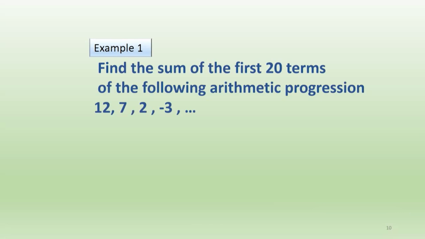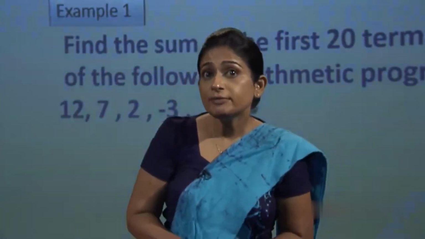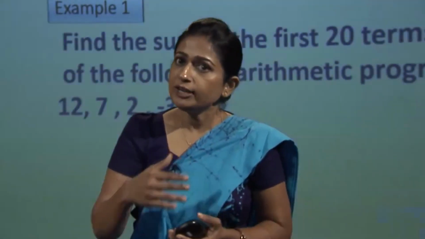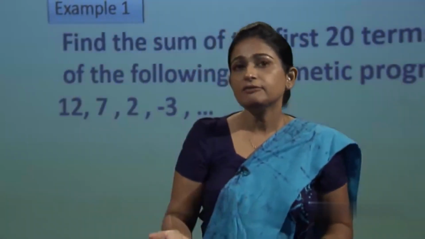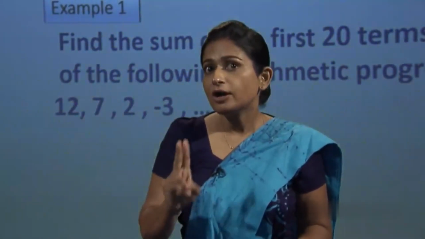So, we have to write the given data first. What are the given data here? By looking at the progression, 12 is the first term. Then we have to find the common difference, because we have to find the sum of the first 20 terms. When finding the sum of the first 20 terms, you may use one formula among those 2 formulae. If you like to use the first formula, you should find the last term. If you like to use the second formula, you should find the common difference. So, here I am going to do this sum using both formulae.